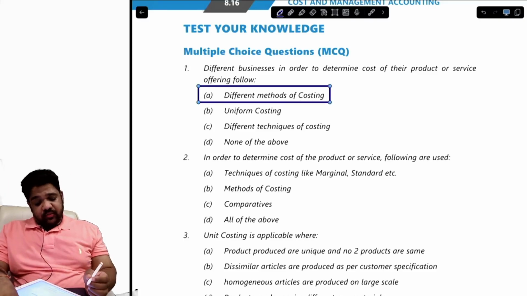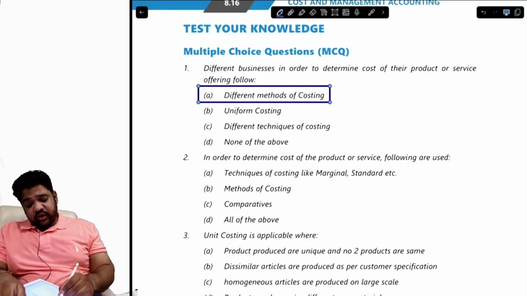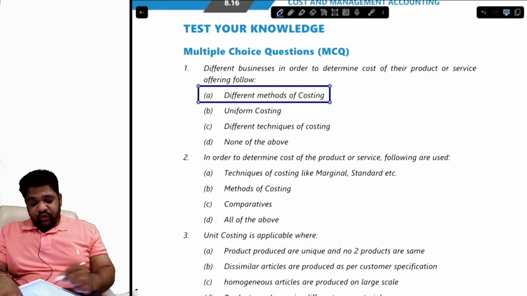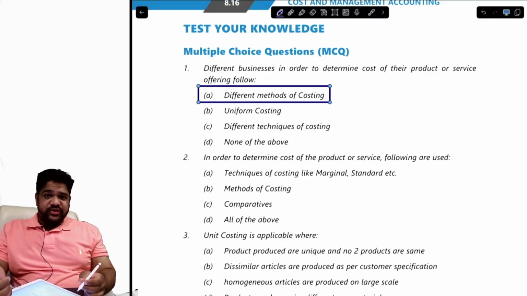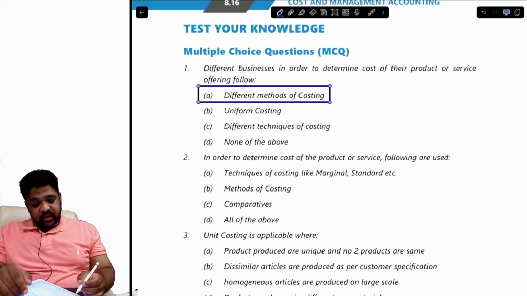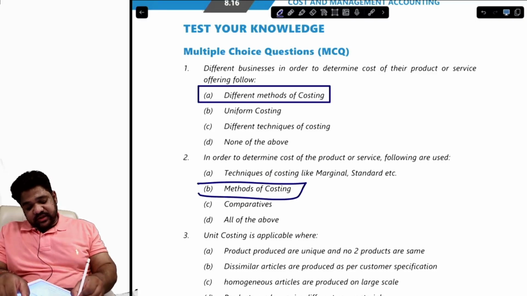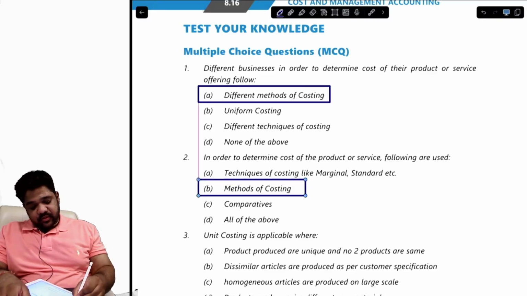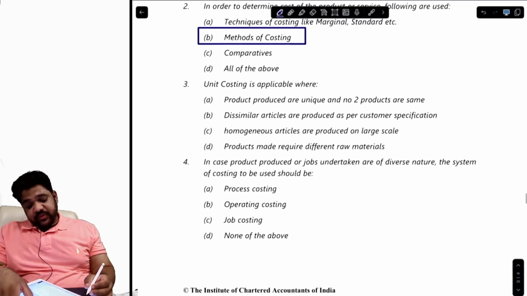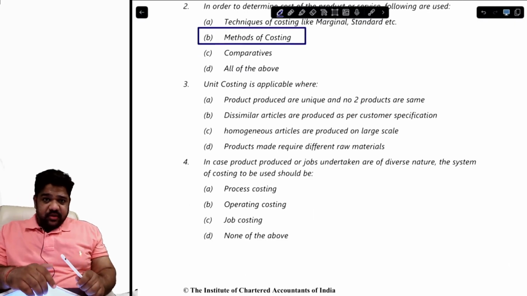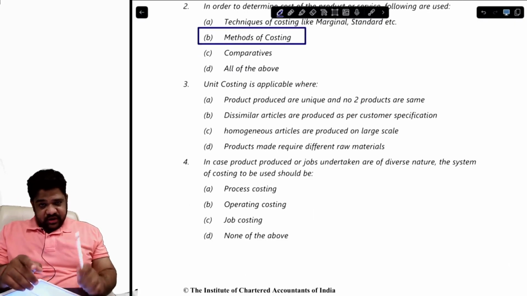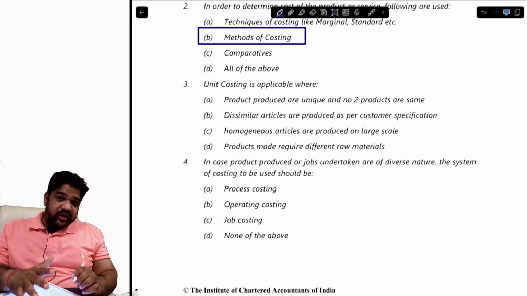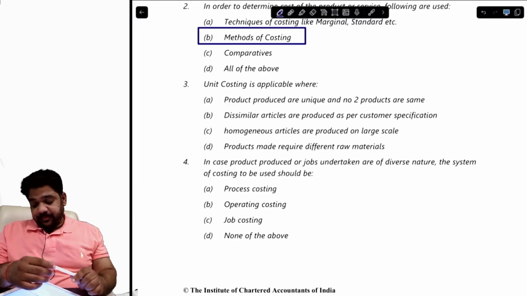Okay, now second one, in order to determine the cost of a product or service, following are used. Techniques of costing, marginal, standard, no. Methods of costing, again the same thing. Then unit cost is applicable. Now, what exactly is unit cost? We'll have a look. First, let's look at the alternative. Let's see if we can make sense out of it.